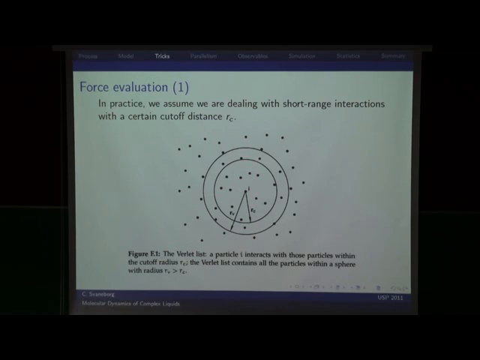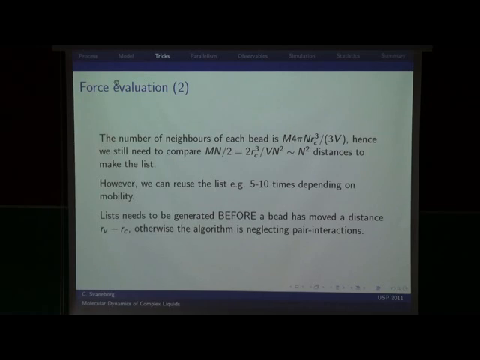And this of course looks very clever, but we don't gain much from it. And this is because if we look at the number of neighbors of a particular bead, then n divided by v is the density, and what is m?